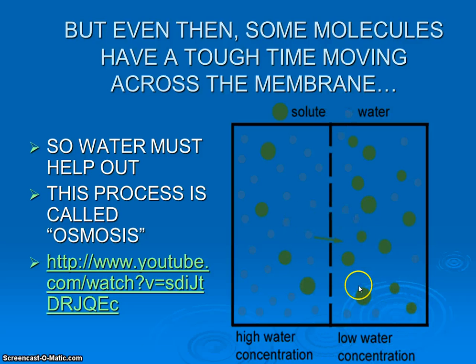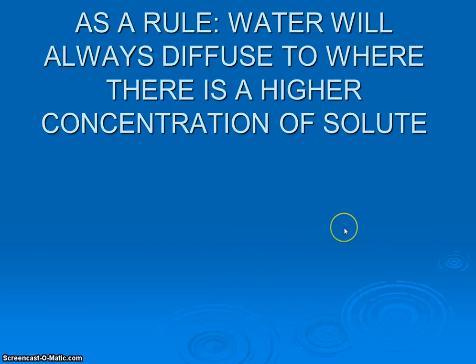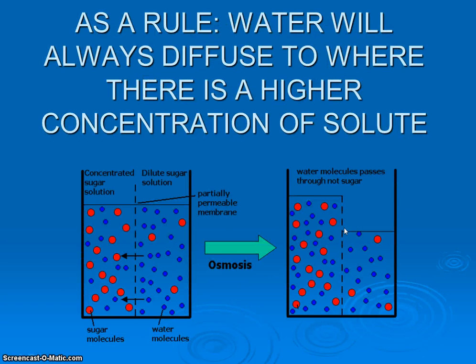Now, if there's a low water concentration, that means there's more solute. Maybe this is salt, maybe it's sugar. So it's almost as if water is moving to where there's more solute. So as a general rule, water will always diffuse to where there is a higher concentration of solute. And in some cases, like we can see here, the water level will actually rise.